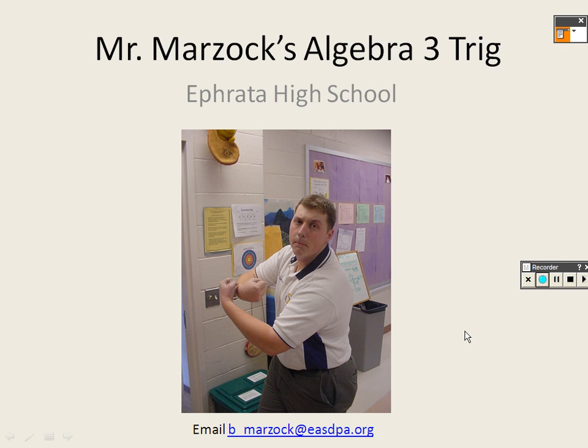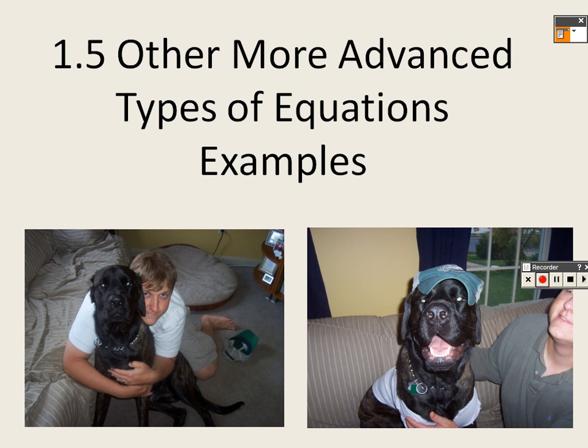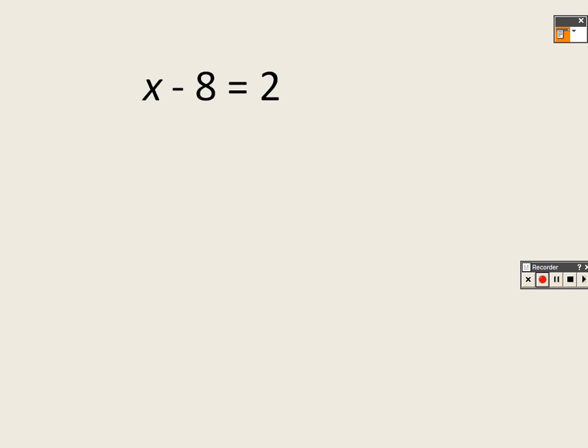Alright, we're still on 1.5. This is other types of equations, I guess is what it's called in Trig. This is just examples is all that this is. So solving an equation that looks like this is where we're at.